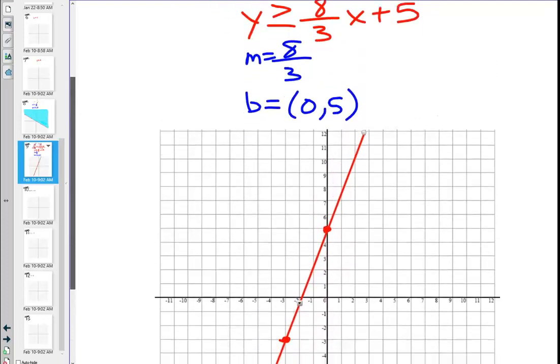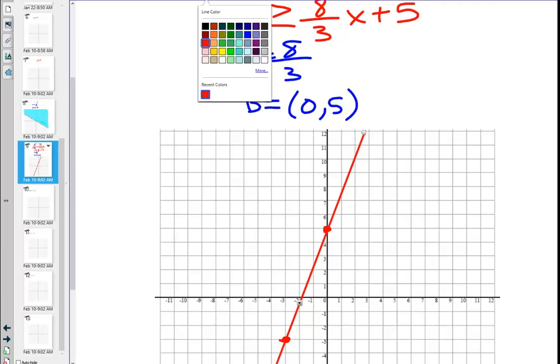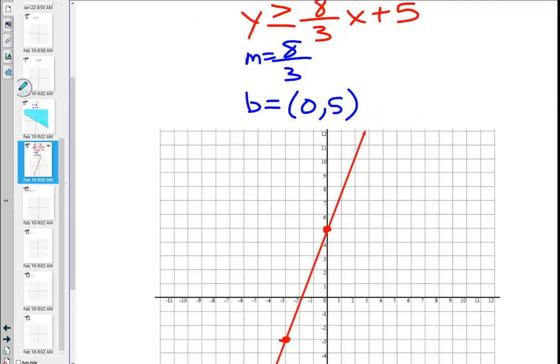Okay, Hiram, where am I going to shade, the sky or the ground? You're going to shade the sky. Yeah. Shade sky.